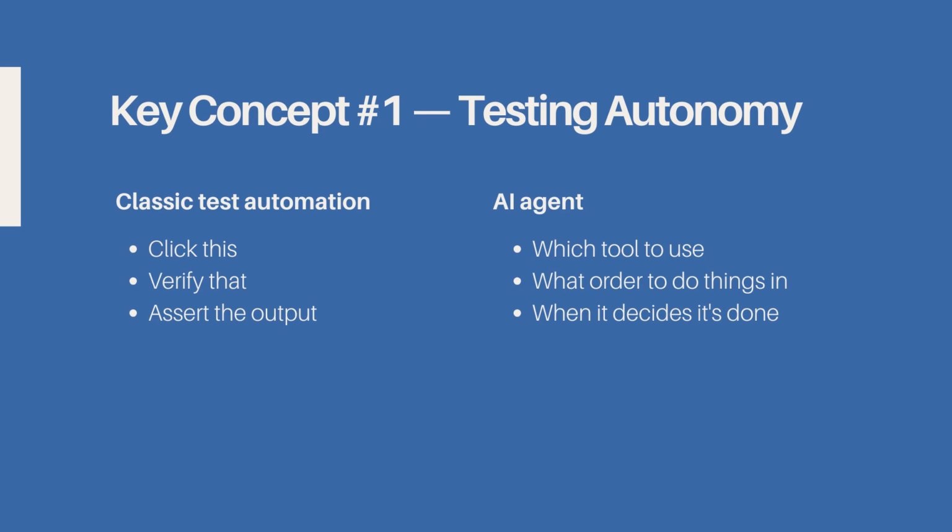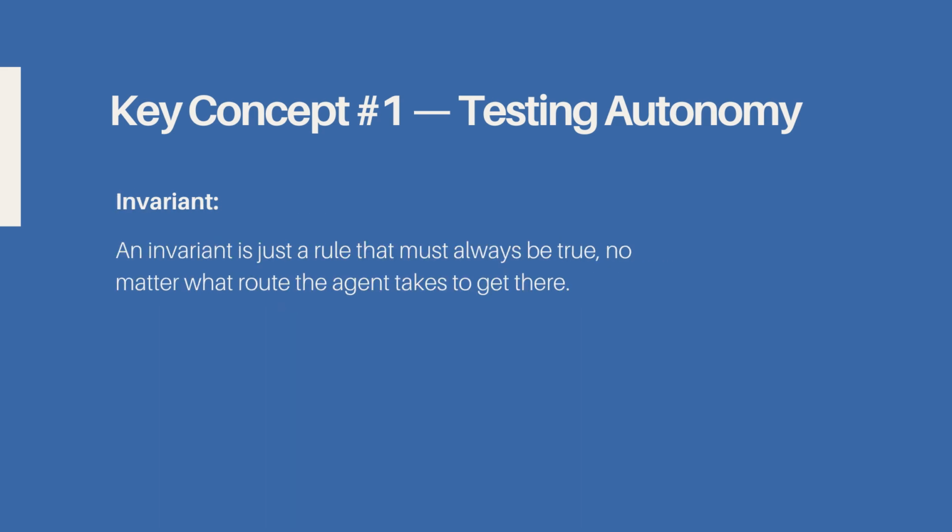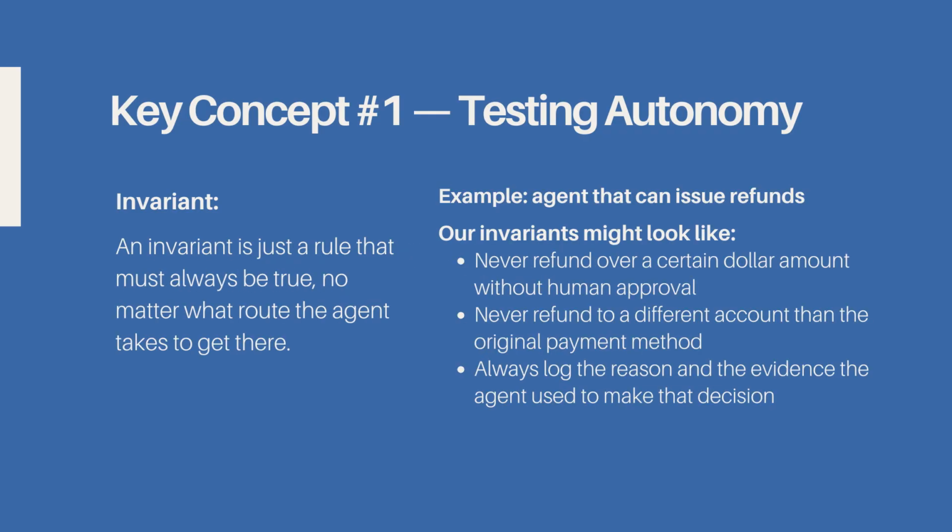Now, what are invariants? An invariant is just a rule that must always be true, no matter what route the agent takes to get there. So let's say you've got an agent that can issue refunds. Your invariants might look like: never refund over a certain dollar amount without human approval, never refund to a different account than the original payment method, always log the reason and the evidence the agent used to make that decision. That's it. You're not scripting every step, you're defining the boundaries it has to stay inside.